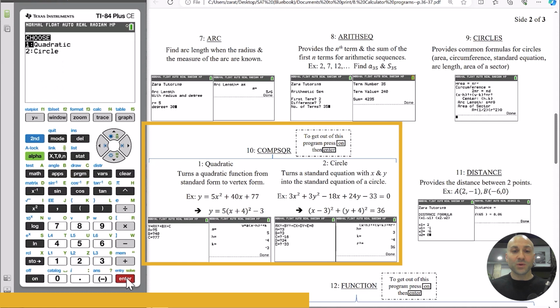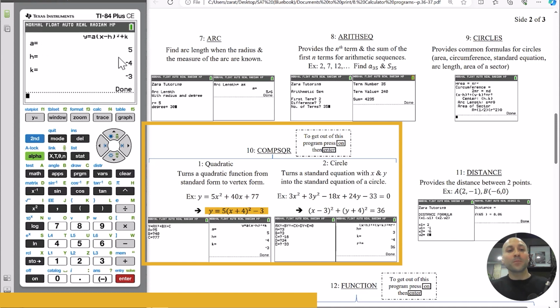So in Completing the Square, there are 2 different programs. The first one is if you have a quadratic function and you want to take it from standard form to vertex form. So let's go ahead and try that one. So if we have, for example, 5x squared plus 40x plus 77, it gives us the function in vertex form. So pretty cool here. So that means the function would be 5 times the quantity x. And then notice what they gave you is really great. This is the vertex.